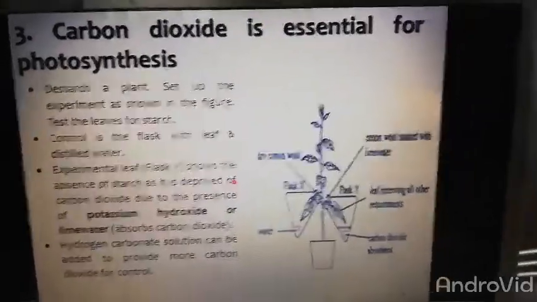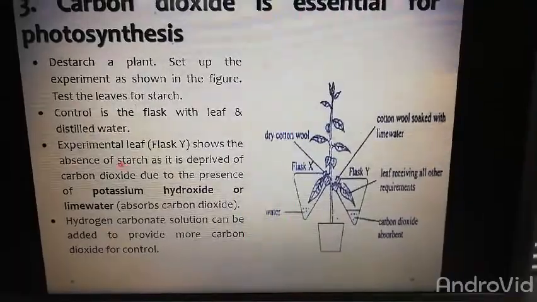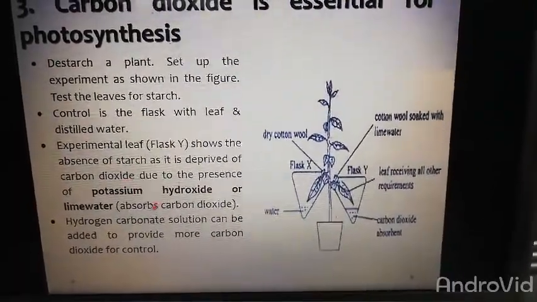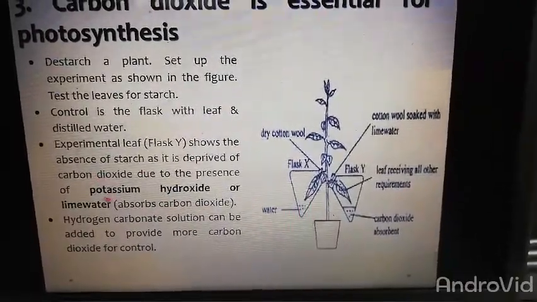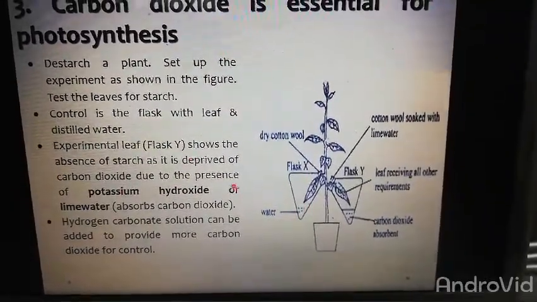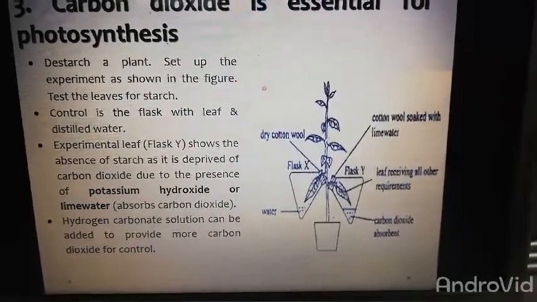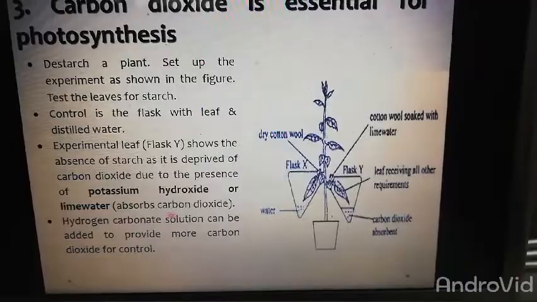As you know, the starch is stored as glucose. Without photosynthesis, glucose cannot be produced, which basically means no starch, because all of the carbon dioxide has already been absorbed by the potassium hydroxide. So this basically means that photosynthesis needs carbon dioxide so that it can produce glucose, and then the glucose will be converted to starch.